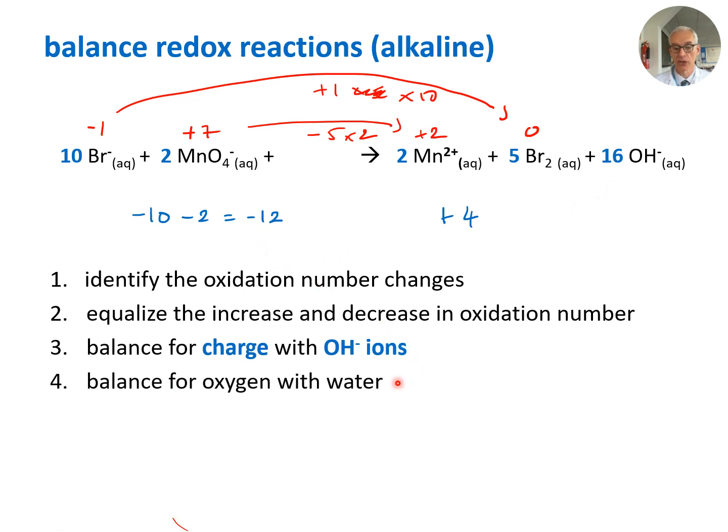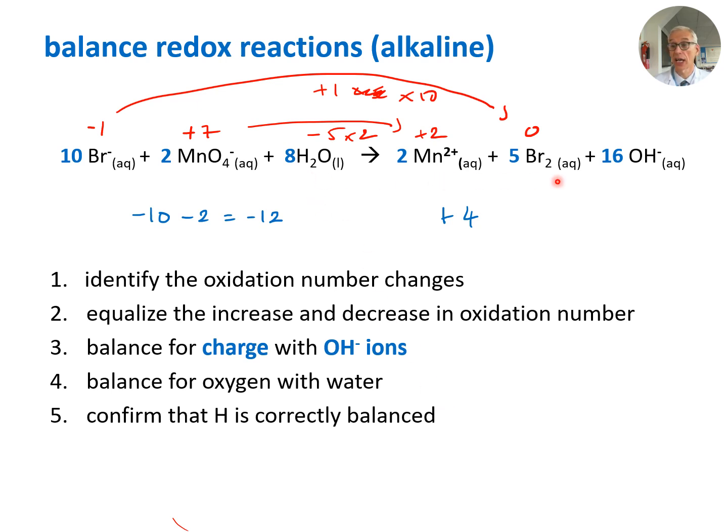Now balance for oxygen with water. So I've got 16 oxygens. I've got 8 here. So I need 8 more water molecules to provide 8 more oxygens. My final check: have I got the first 4 steps right? I've got 16 hydrogens on the left-hand side and I've got 16 on the right-hand side. Hooray! That is correctly balanced.